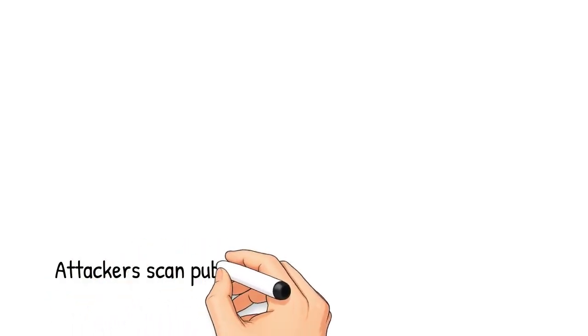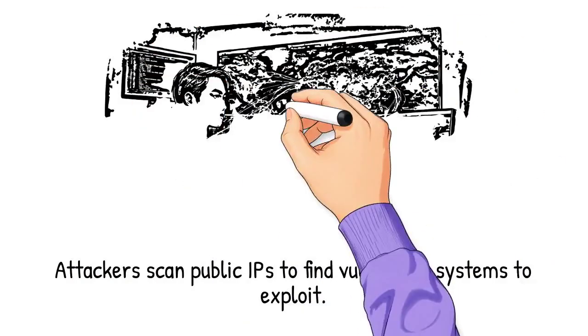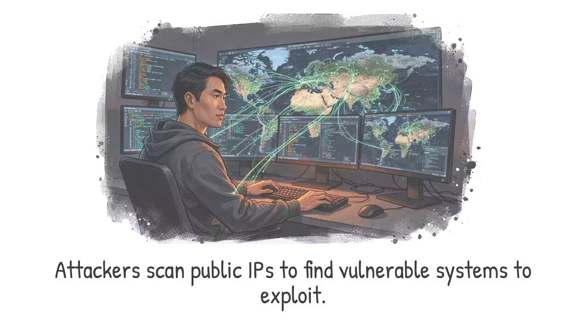How attackers use IP addresses. Attackers rely heavily on IP addresses to find targets. They use automated tools that scan millions of public IPs, looking for open ports, outdated software, misconfigured firewalls, or exposed services. This process is called network scanning, and it is the digital equivalent of a burglar walking down a street, checking which houses have unlocked doors.